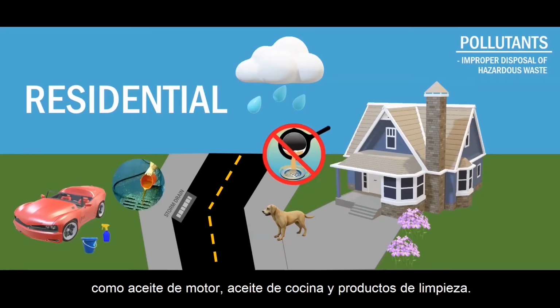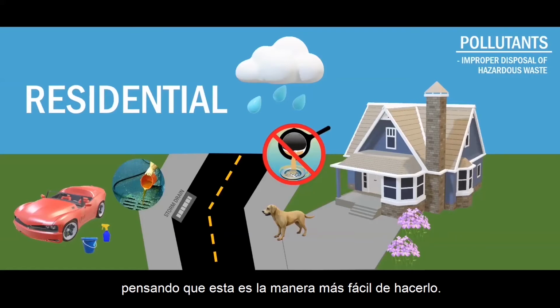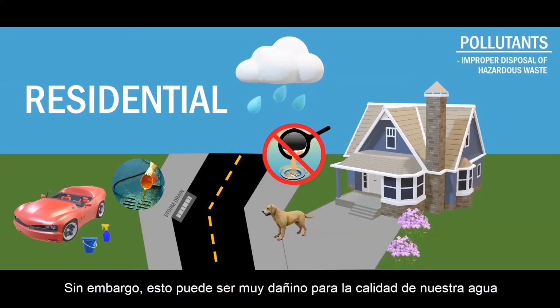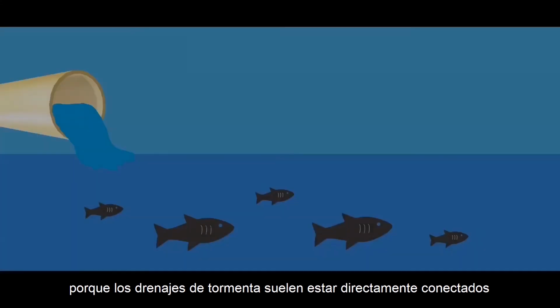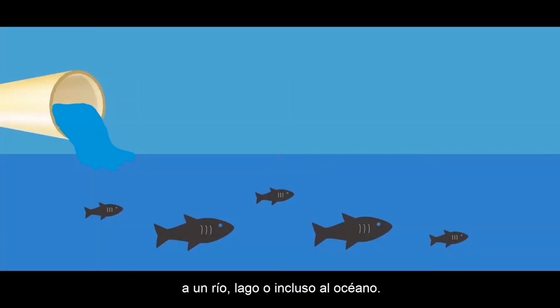Most of the pollutants that we generate at home come from the improper disposal of hazardous waste such as motor oil, kitchen oil, and cleaning products. Some people tend to dispose of these chemicals down the storm drain, thinking that this is the easiest way to do it. However, this can be very harmful to the quality of our water because storm drains are often directly connected to a river, lake, or even the ocean.